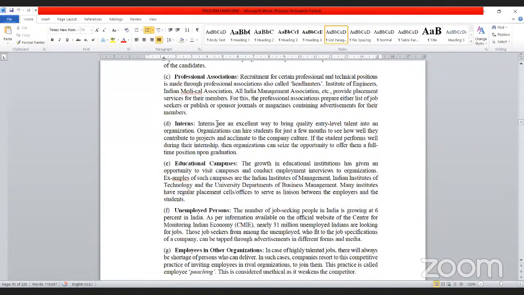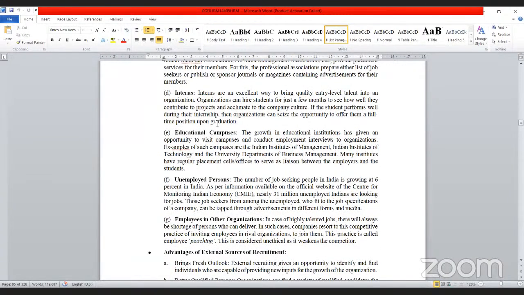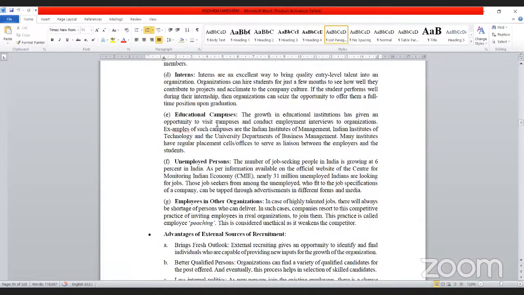Professional associations and journals are focused on this. They are the headhunters, also called publishing or sponsoring journals. Interns are the ones who work only for a shorter period of time. They are mostly students who seize the opportunity, and they work their best, especially undergrads.